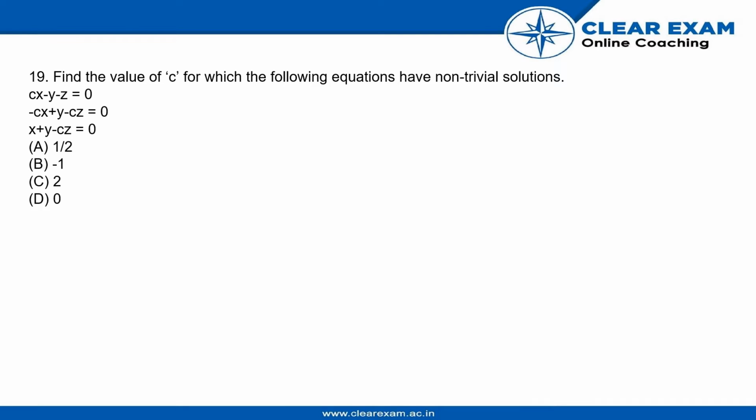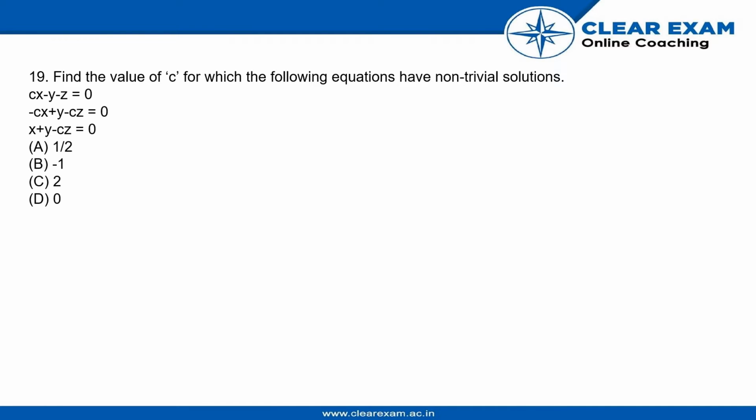Question number 19. Find the value of C for which the following equations have non-trivial solutions. Our three equations are given: Cx minus y minus z equal to 0, minus Cx plus y minus Cz equal to 0, x plus y minus Cz equal to 0.